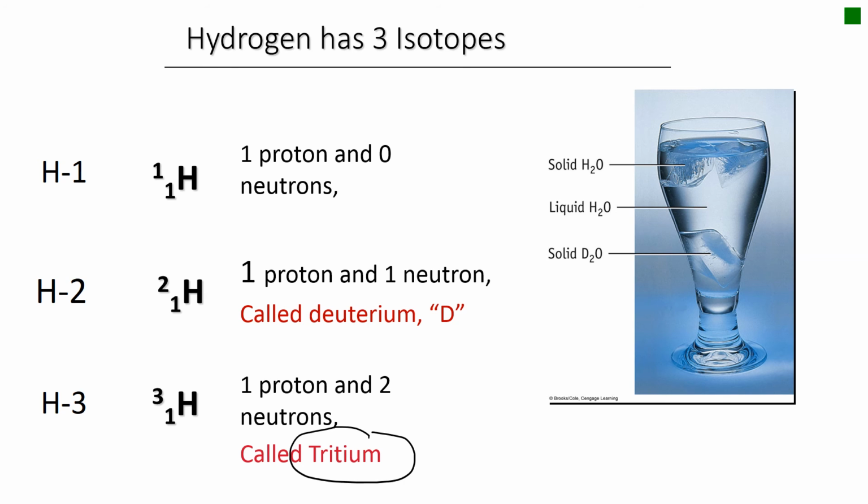Okay, so those are 3 important isotopes of hydrogen. Of course, H2O is the one that you're going to get most commonly. In fact, what does it say in the periodic table? The atomic mass of hydrogen is 1.00.